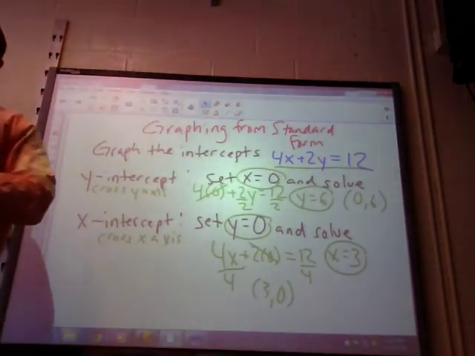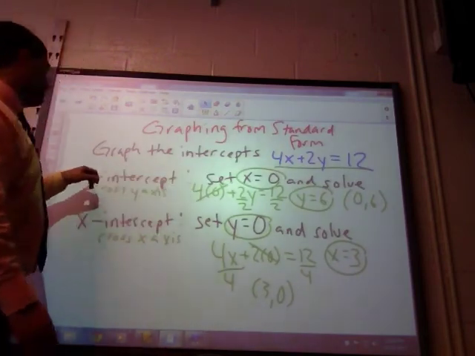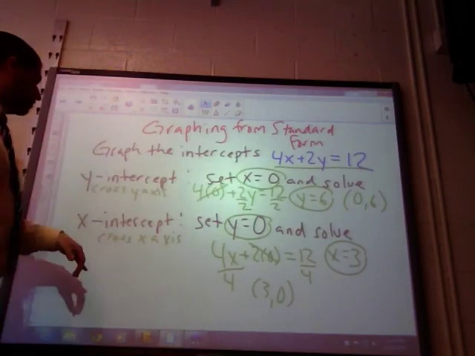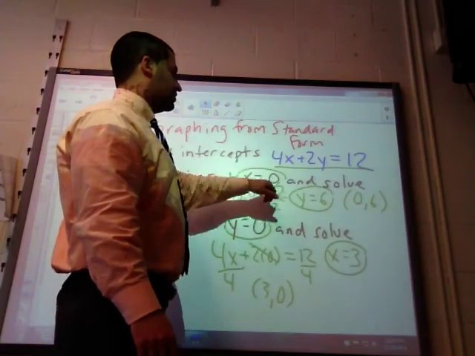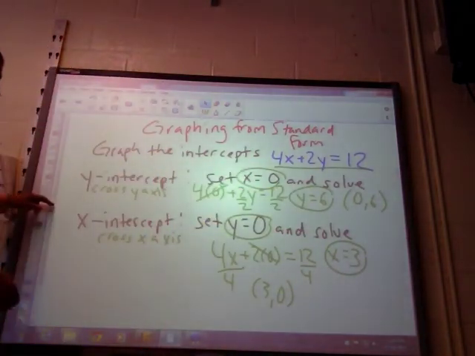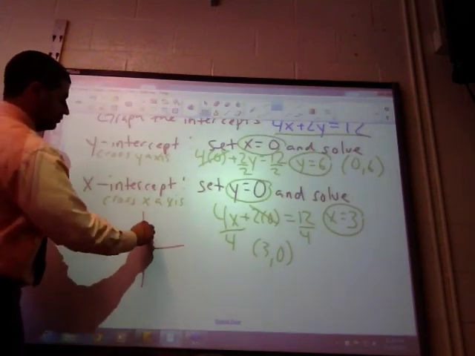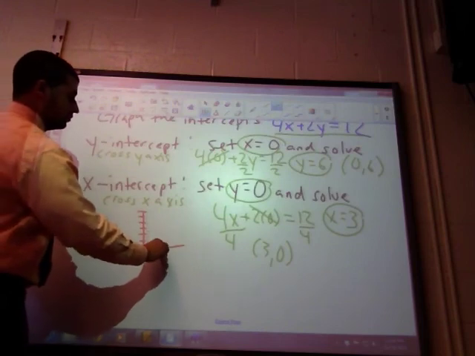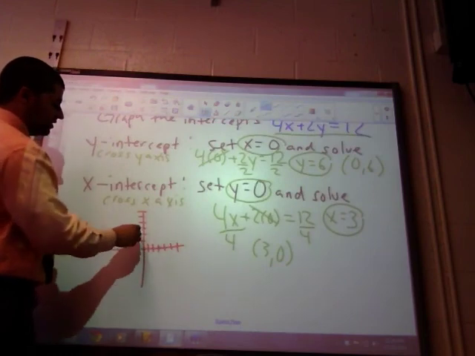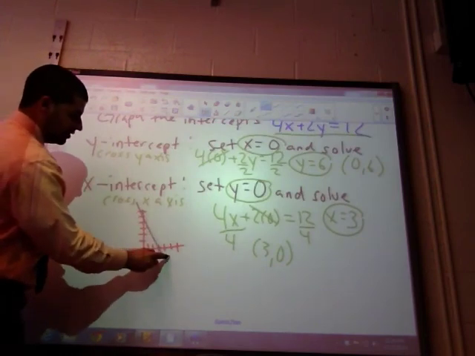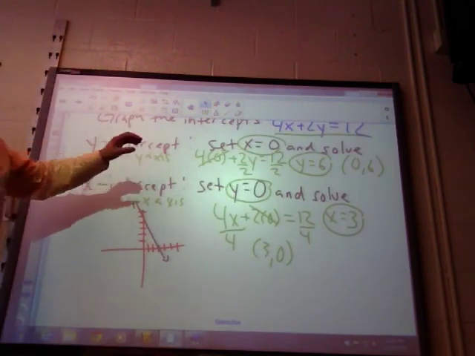You'll have a little more time to explore this in class tomorrow, but that being said, all you have to do is plug in 0 for the opposite variable: if you're doing the y-intercept, x is 0, and for the x-intercept, y is 0, and then create the coordinate using that variable equal to 0 and whatever the other variable is solved for. When you plot it on the graph, you plot your x-intercept, which is 3, your y-intercept, which is 6, and you just connect them. So graphing on a standard form is relatively easy, as long as you understand the concept of plugging in 0 for the opposite variable.